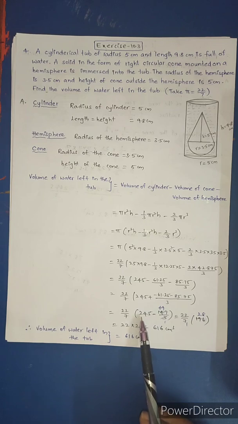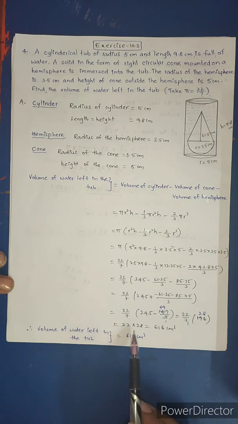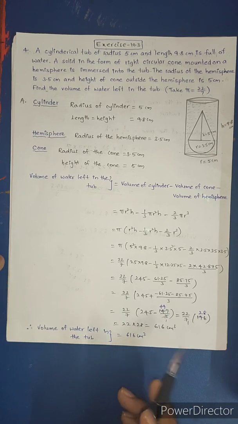245 same as it is, 22/7 same as it is. Now 3 1s are 3, 3 4s are 12, 2 is remaining, 3 9s are 27, 49 is left there. 245 minus 49 gives 196. 7 1s are 7, 7 2s are 14, then remaining is 5, 5 and 6 is 56, 7 8s are 56. Now there is 28 left, 22 and 28 product is 616. So finally we got the volume of water left in the tub is equal to 616 centimeter cube. Fourth one completed.